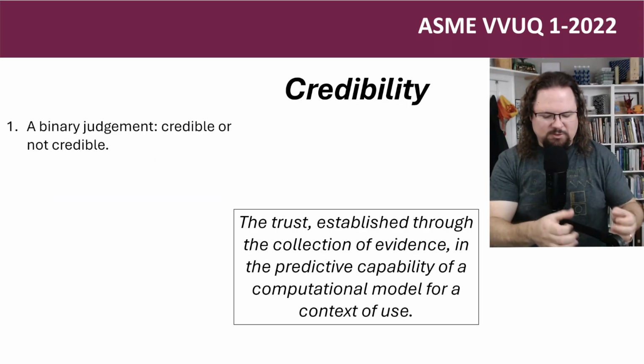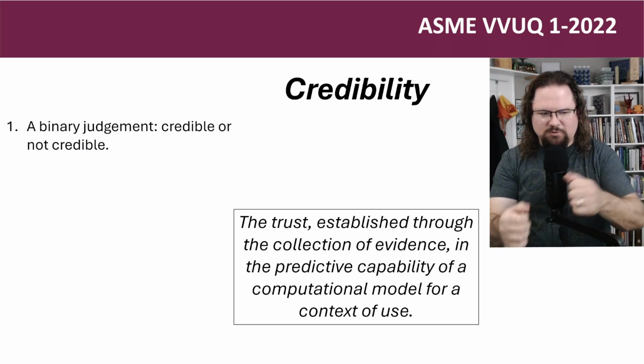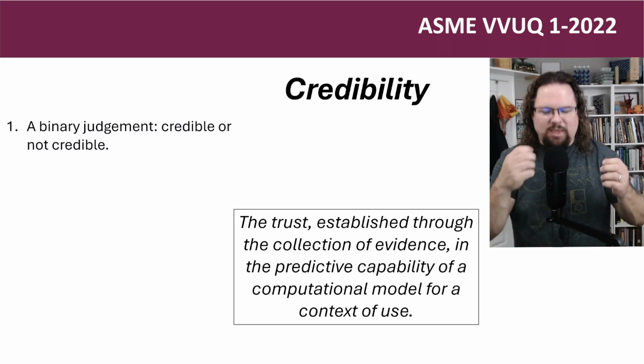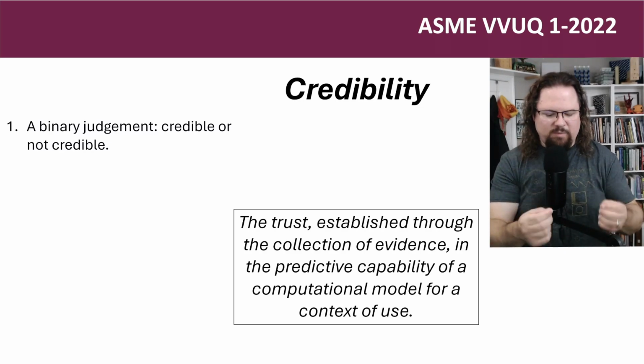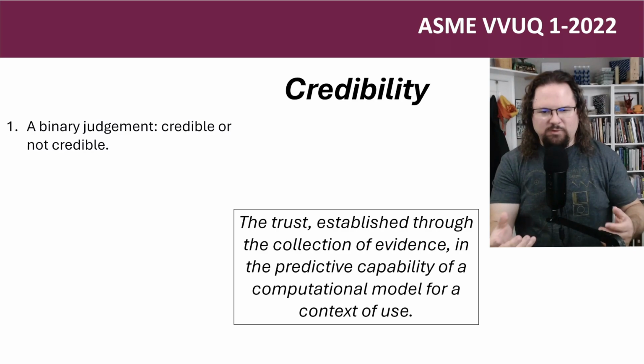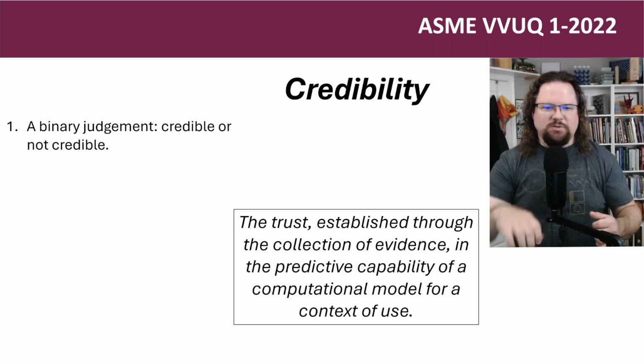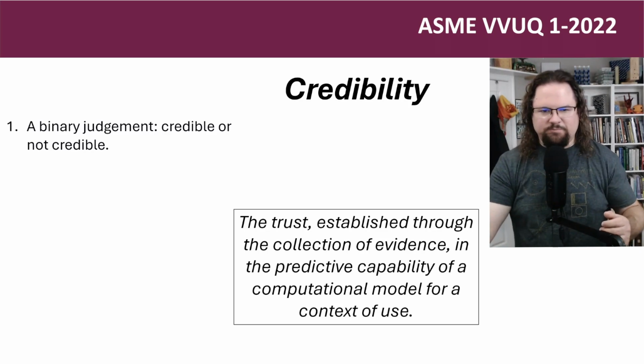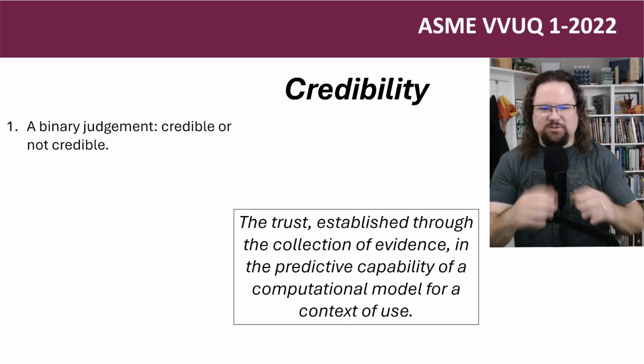You have a computational model, you want to use it to answer your question of interest. You're going to make a prediction with that computational model. Can I trust the prediction from my computational model for whatever thing I'm using it for? Can I trust it? Yes. Can I trust it? No. Is it credible? Is it not credible? That's what credibility is about. It's not a level of trust. It's just, can I trust it?